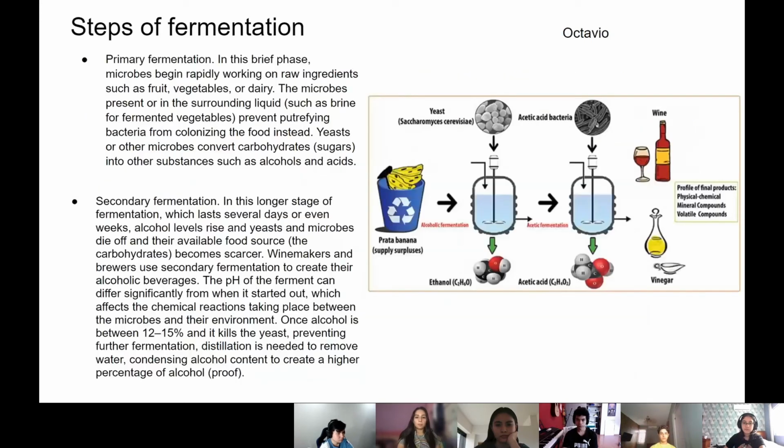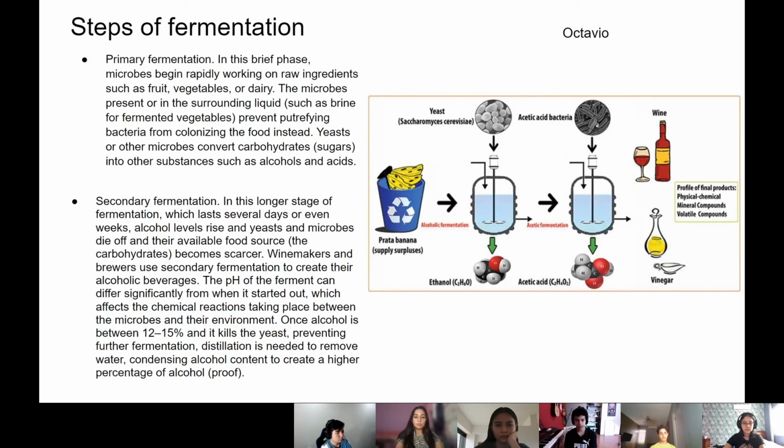Steps of fermentation. Primary fermentation. In this brief phase, microbes begin rapidly working on raw ingredients such as fruit, vegetables, or dairy. The microbes present in the surrounding liquid, such as brine for fermented vegetables, prevent putrefying bacteria from colonizing the food instead. Yeasts and other microbes convert carbohydrates, sugars, into other substances such as alcohols and acids.